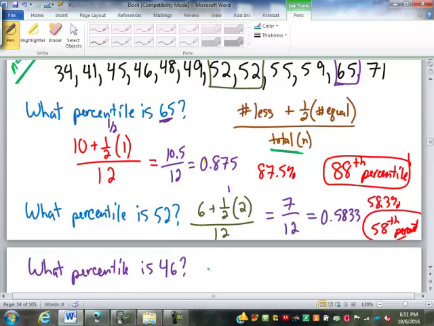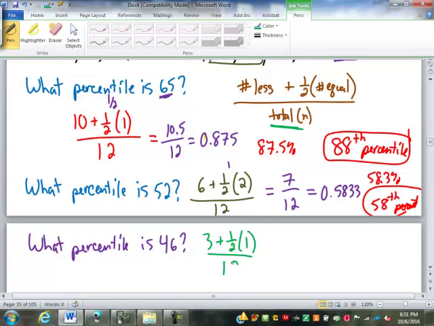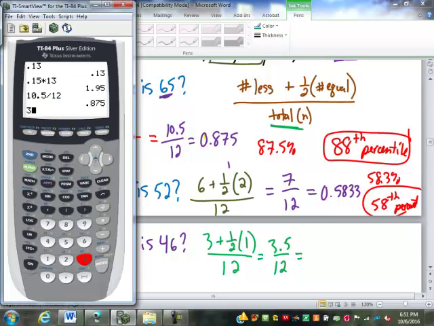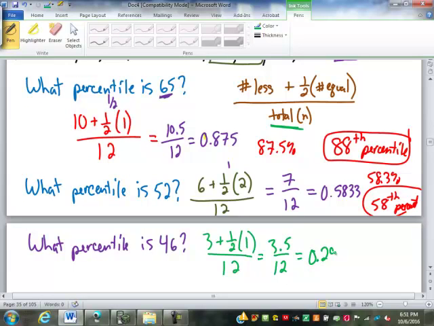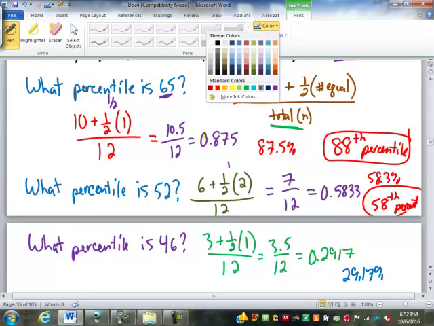So how many are less than the 46? 3, plus 1/2 times how many are equal to 46? 1, over 12. So that's 3.5 over 12, which gives us, what's that? 0.2917, we'll call it. We always have to go at least a third decimal place there because we're going to move the decimal to make it a percent. So that's 29.17%. And now we can round it. That's going to round to just the 29th percentile.